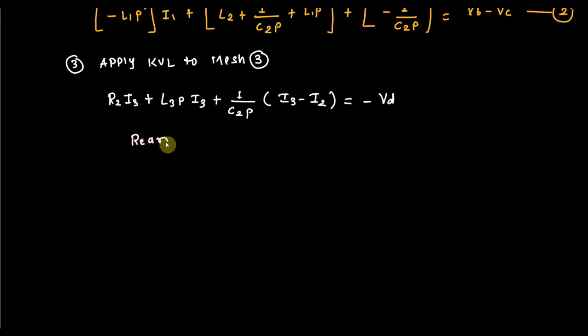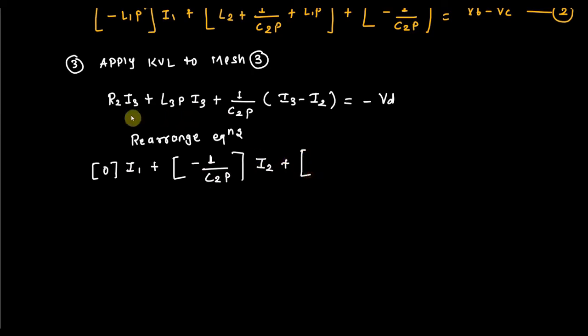We will rearrange the above equation in terms of I1, I2, I3. There is no I1 term here, so I will write 0 I1 plus the I2 term. The I2 term is minus 1 upon C2P, and this will be your I2 term plus I3 term. So there are three items, R2 plus L3P plus 1 upon C2P, and that should be equal to minus VD.